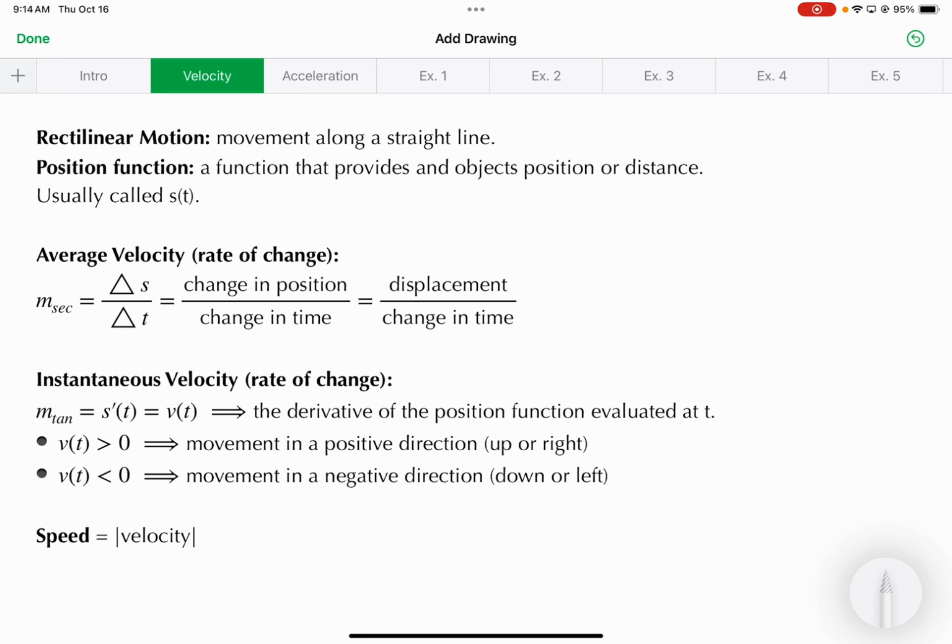Like I said, usually we do it with respect to the x-axis, okay? And then things you guys have seen before would be our position function, our velocity, and then we'll talk about acceleration here in a second, okay? So our position function, usually called s of t, but also sometimes called x of t, just gives you your position or your distance, okay?